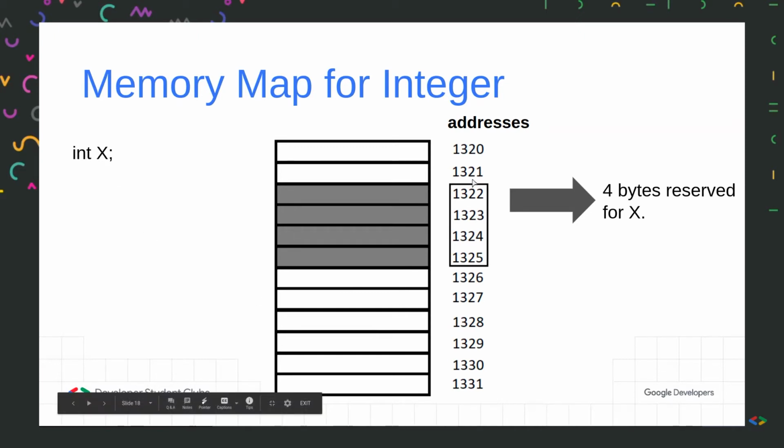So 1322 to 1325 are the addresses that have been allocated to x, and basically these are 4 bytes: 1, 2, 3, 4, and these are contiguous. It's important. You can't just allocate 1 byte from here and 1 byte from there, because we need contiguous data for storing.